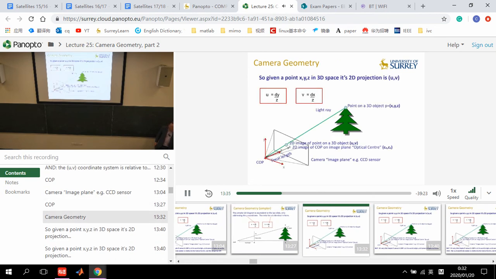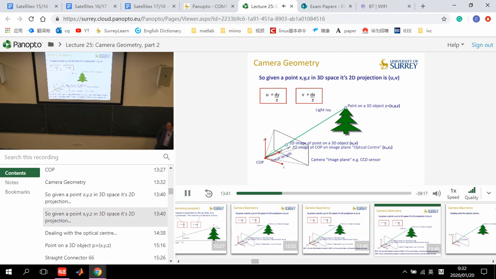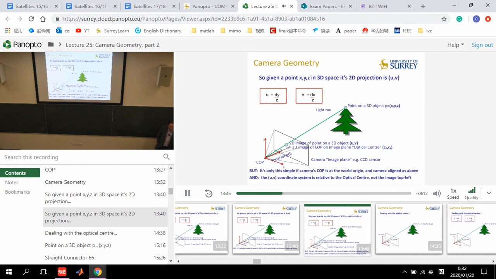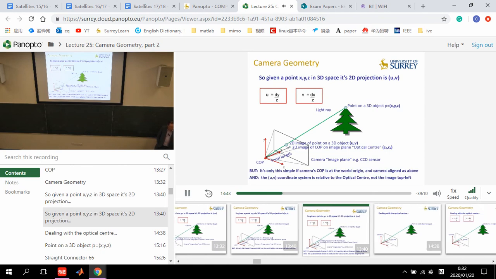So we need to correct for that and make the origin of our coordinate system that we express uv in relative to the top left of the image. Does that make sense? So before I go any further, has anyone got any questions about this construction? Does everyone see what's going on with the geometry here, or want to ask any clarifying questions?